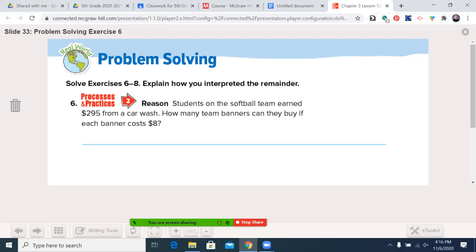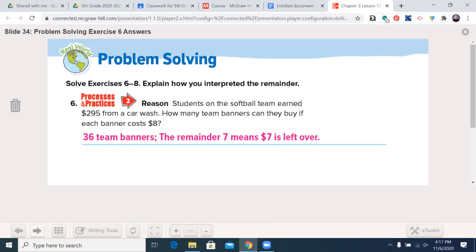Welcome back. So on this one, you have to go 295 divided by 8, which is going to give you an answer of 36 with a remainder of 7. And you're going to leave that remainder as just plain left over. You cannot buy a banner for less than the price it costs, unless you are very lucky.